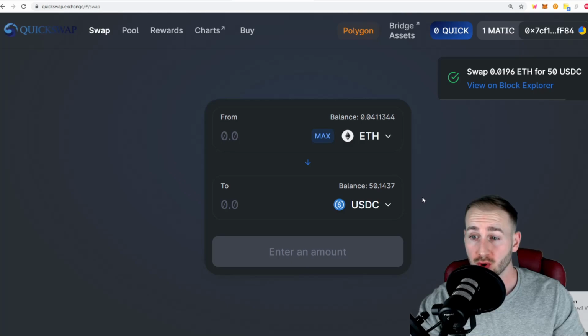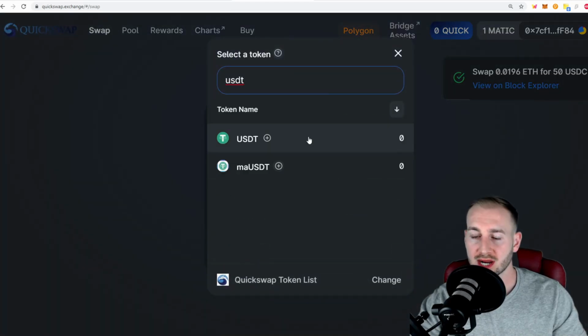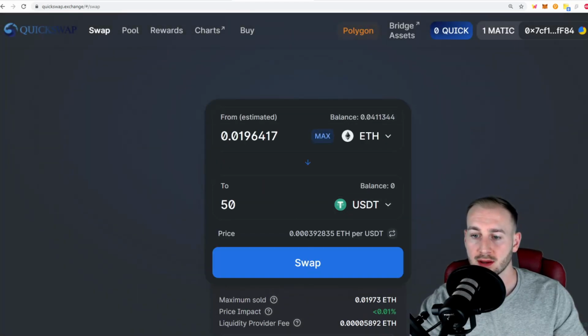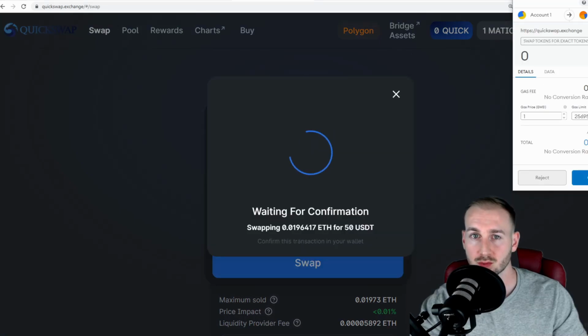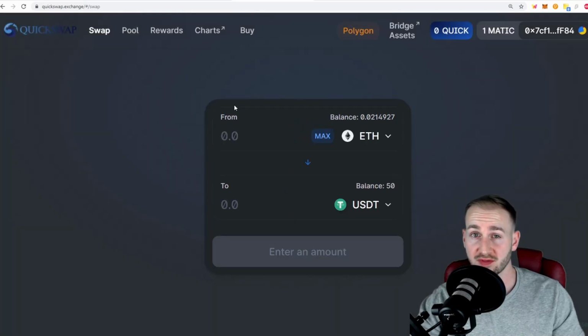And now I also want to get some USDT, as that transaction's just gone through. So we'll click USDT, and then again, I want 50 bucks worth. Press swap, confirm, and then confirm that on MetaMask as well. If you want to see that on the blockchain, click on View on Block Explorer and it will show you on the Polygon network. So now I've got $50 worth of USDT and USDC.